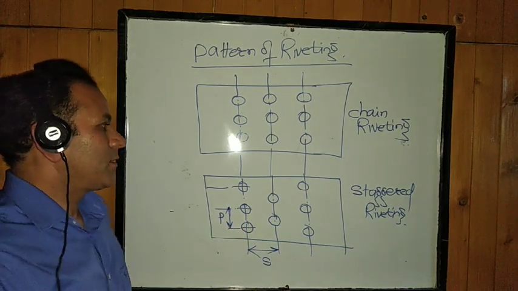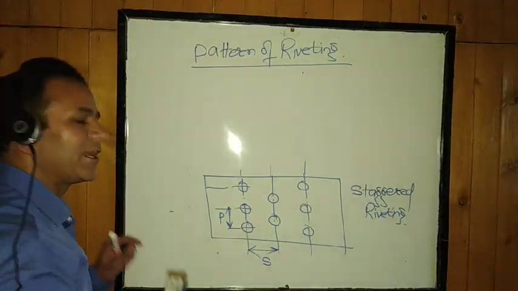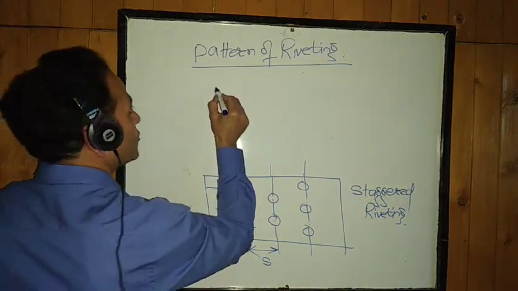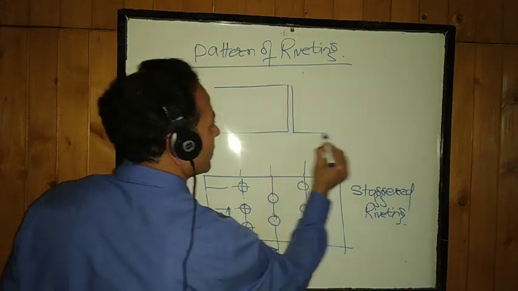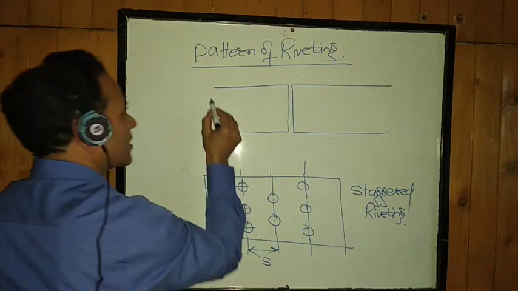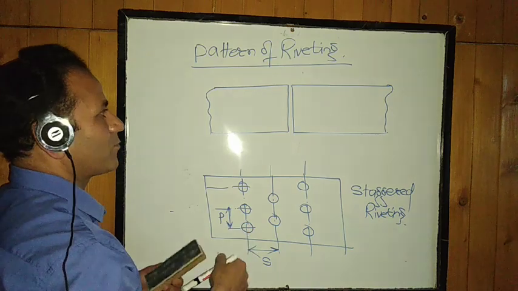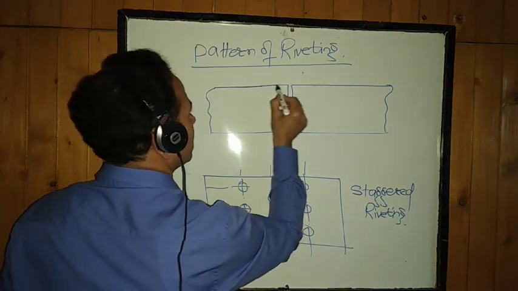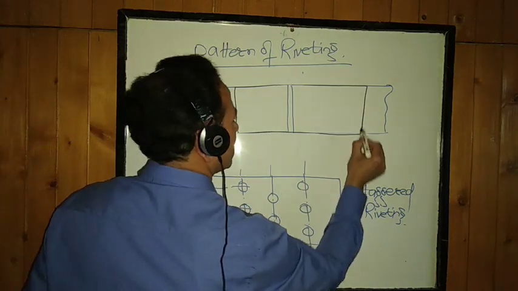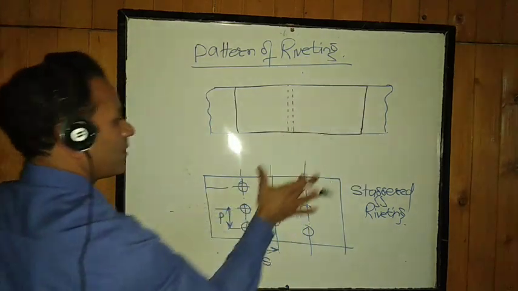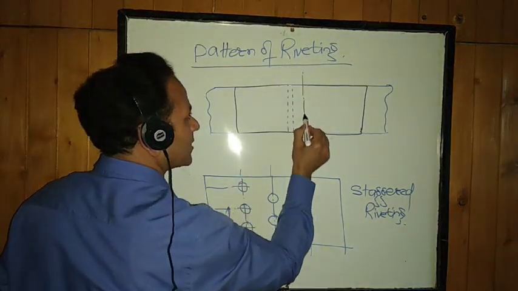In case of butt joints, a special pattern of staggered riveting is possible. Butt joint, as we saw, has plates provided face to face, making use of certain cover plates, and then providing the rivets. Say this is the cover plate, and we are now going to provide rivets. That is staggered riveting, but in a particular pattern. Say our rivet lines are like this.